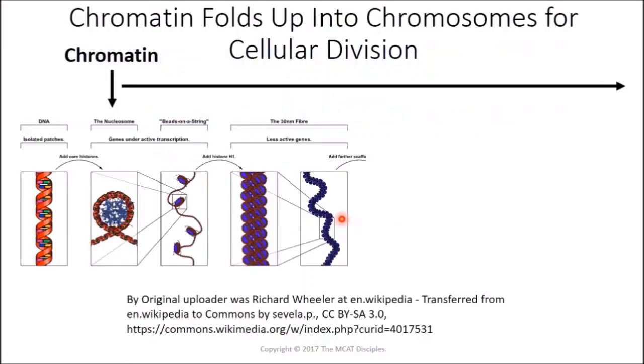Alright, so we left off in terms of packing at this area here. This is what it looks like under normal cellular conditions. If you're getting a lot of transcription, it looks like this. If you're not, you're going to be in your heterochromatin form, and you're going to look like this, like these packed up 30 nanometer fibers.